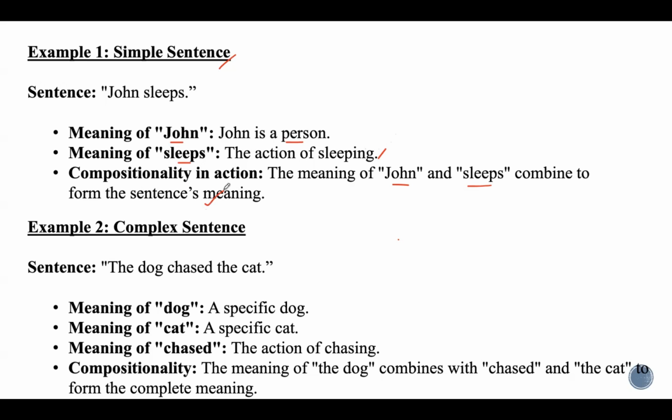Then, if you take a complex sentence, the dog chased the cat. Take the individual words dog, cat, chased. Here dog is nothing but a specific dog, cat again a specific cat, chased is the action of chasing. So, now we need to combine the meaning of the word the dog with the other words chased and the cat in order to get the complete meaning of the sentence.